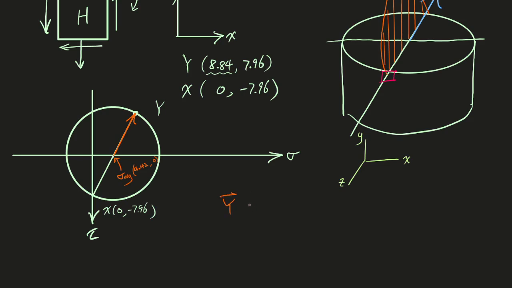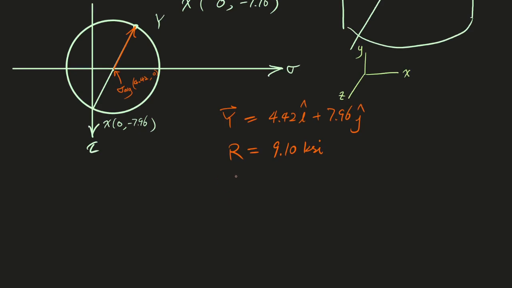So y as a vector is equal to 4.42 in the I direction plus 7.96 in the J direction. Do the Pythagorean theorem, and I will get that R is equal to 9.10 KSI. Then I'll do my inverse tangent, and I'll figure out this angle here. That's by definition 2 theta p, which will be equal to roughly 61 degrees with 2 significant digits.